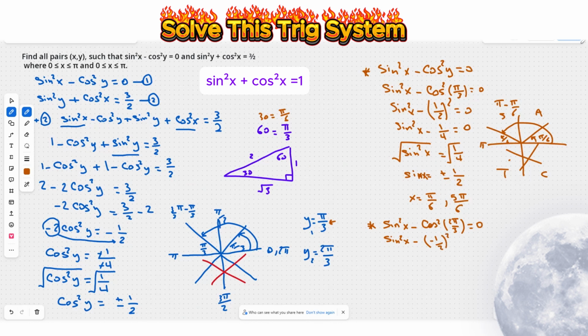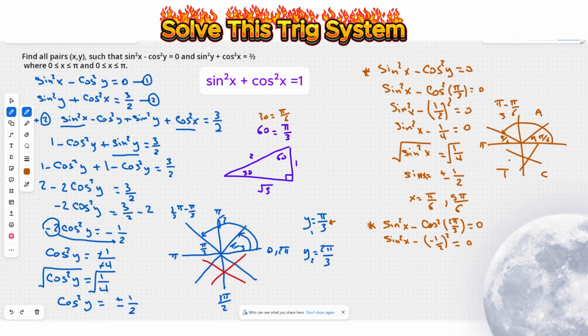squared. But when you square the negative, it's going to be positive anyways. When you square this, it's going to be positive 1/4. So you're basically going to have the same thing again, and we're just going to skip the first, second, and third steps there. We know we're going to have sin x equals plus or minus 1/2, and we know x is going to be, again, pi over 6 and 5 pi over 6.